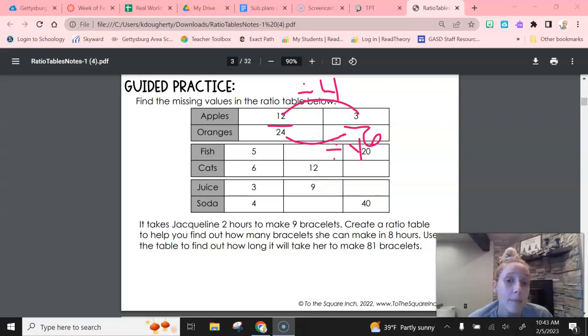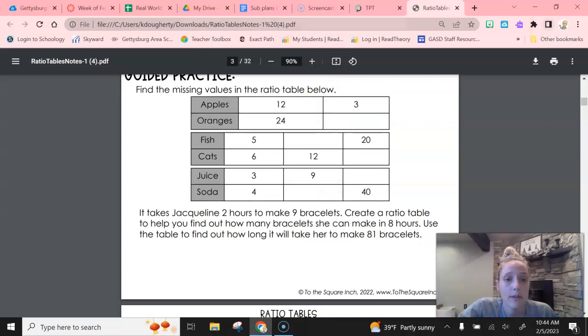Okay, you can check to make sure your ratio table is correct by cross multiplication. And I'll show you how to do that here in a second. Let me exit this. All right, next ratio.